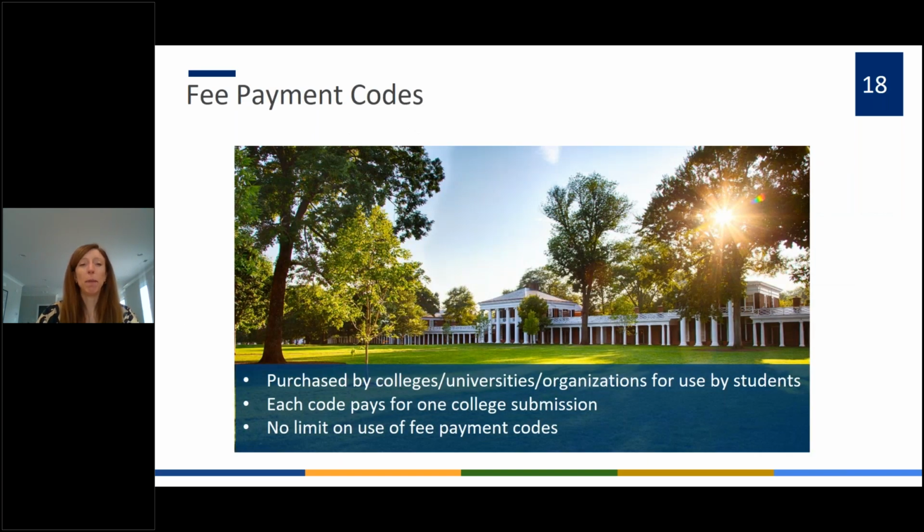There's also something called fee payment codes. And these are codes that are purchased usually by high schools or college access organizations that can be given to students. So perhaps there's a high school that has purchased some CSS profile fee payment codes, and they can give those codes to students, and those codes pay for one submission. So if I'm a student who needs to submit the profile to 2 schools and I'm not able to pay, but my high school is offering fee payment codes, I would need 2 of those codes to submit the profile to those 2 colleges. And there's no limit on how many of these codes you can use.